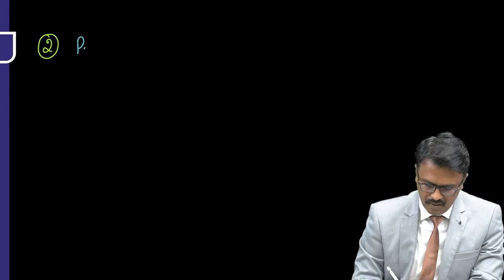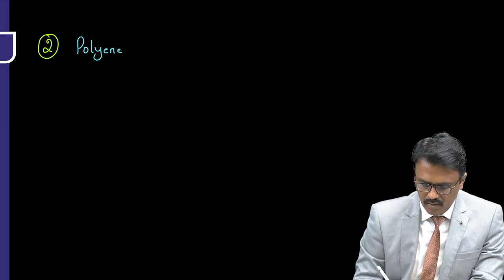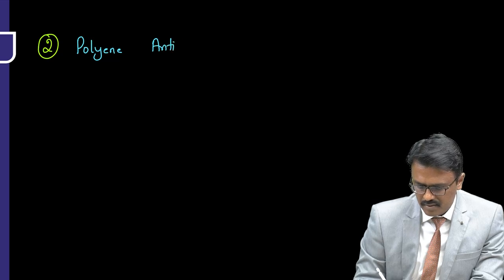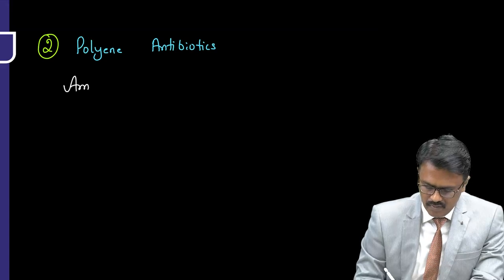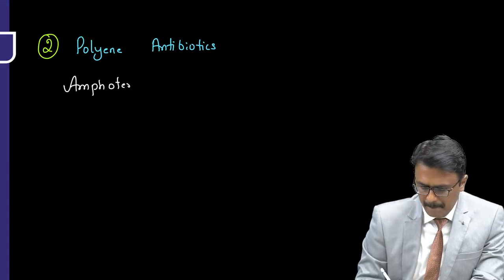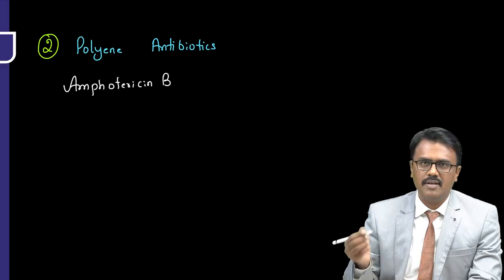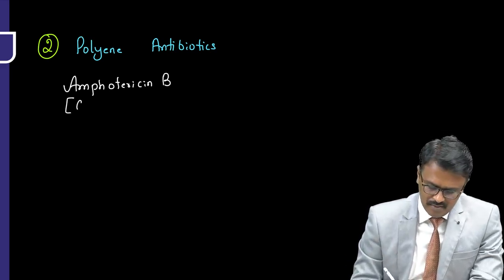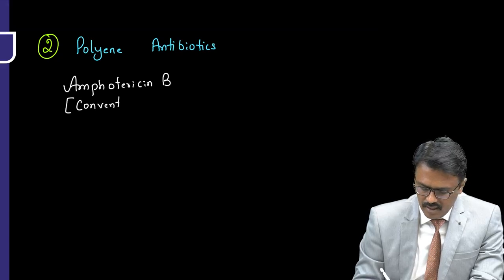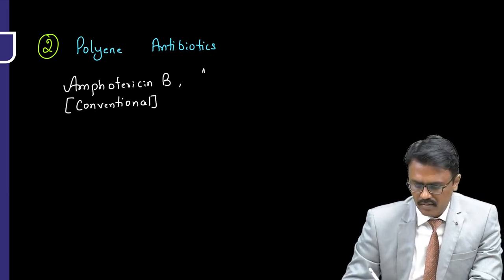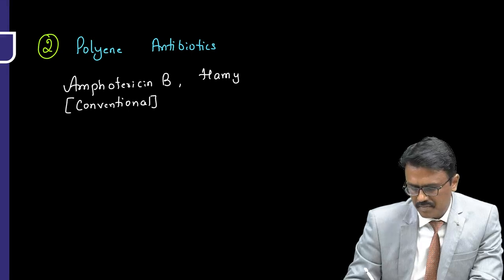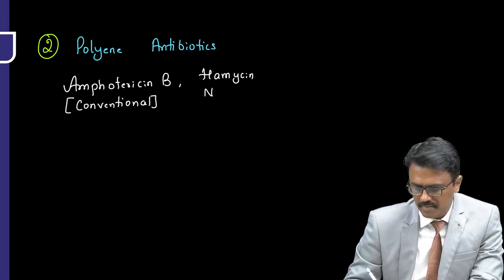So the second target, what we are going to discuss now, these are called as polyene antibiotics. The name is amphotericin B, one of the famous drugs in the pandemic, you all know. This is also called conventional amphotericin B, which has been there for so many years. Apart from that, we have the others, harmycin and natamycin.